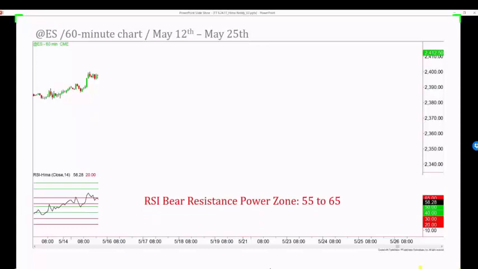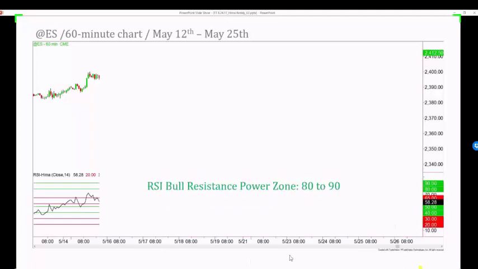The bear resistance power zone is 55 to 65. I know I keep saying these numbers over and over, but that's how you remember them easily and can move. The more information you have memorized when it comes to trading and investing, the less time you have to spend looking things up, and then you can act. That's another lesson from my dad. Now the last zone here, 80 to 90.